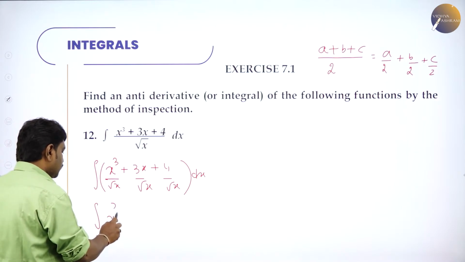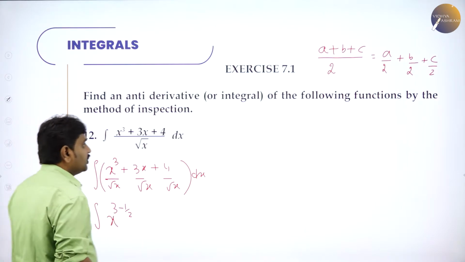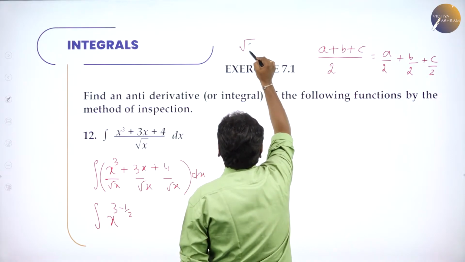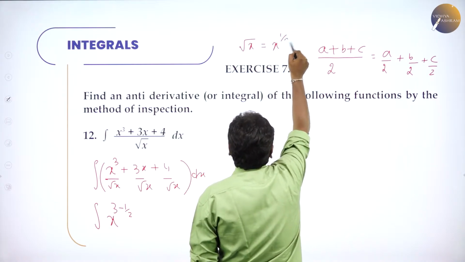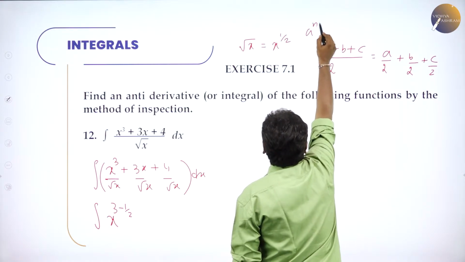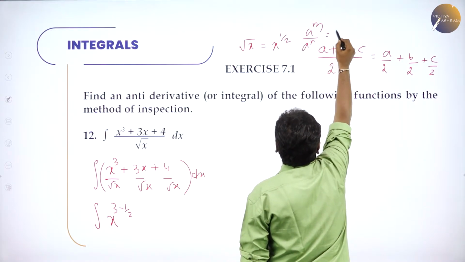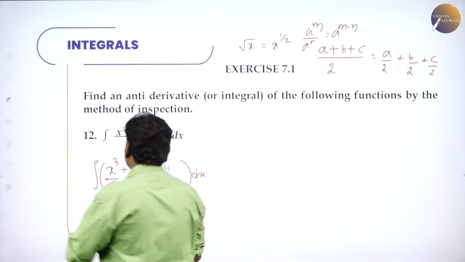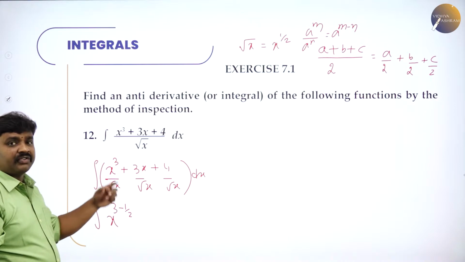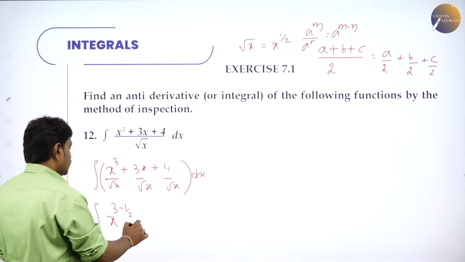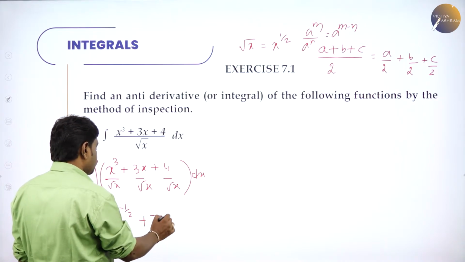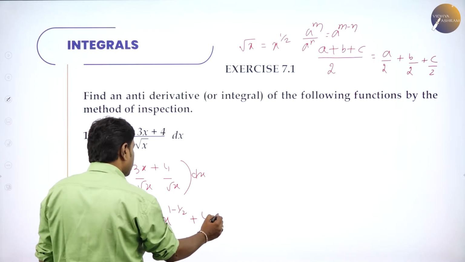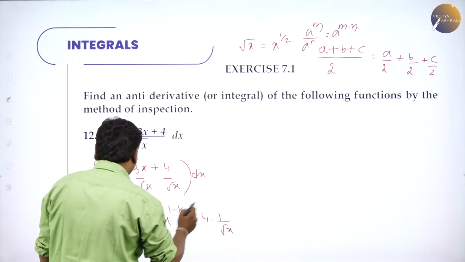x power 3 minus half. All of you know what root x is. In mathematics, root x can be written as x power half. And also you know a power m by a power n can be written as a power m minus n. So now x power 3 by x power half, half if I take, it will become minus half, plus 3 into x power 1 minus half, plus 4 into 1 by root x. Let it be, because we have standard format.